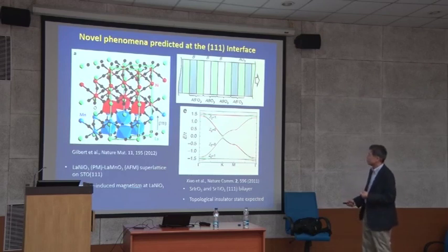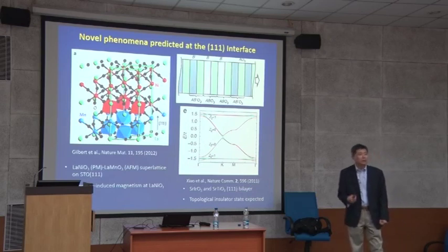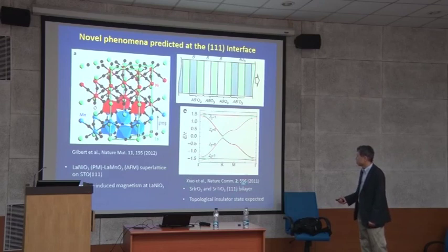Another one is this lanthanum paramagnetic and lanthanum manganate superlattice on 111, and they show induced ferromagnetism at the interface due to the ferromagnetic lanthanum manganate. That's what they observe. But something else is that people started predicting topological insulator behavior in 111 systems. This is Shao's group at Carnegie Mellon University.